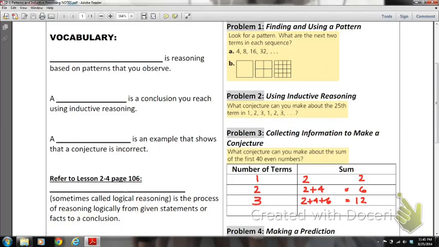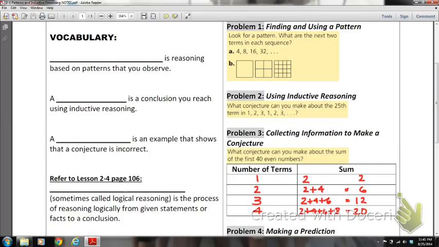And let's look at one more set. Our number of terms is 4. So the first 4 even numbers are 2, 4, 6, and 8. So 2 plus 4 plus 6 plus 8 is equal to 20.